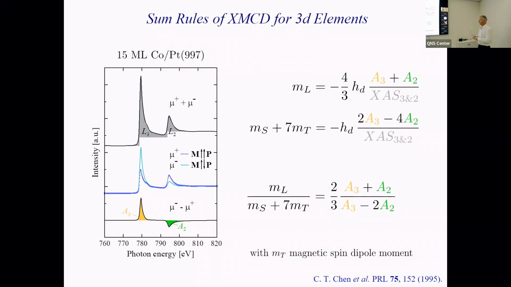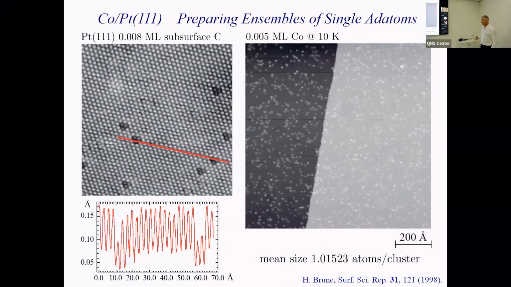And if you look into the dipole selection rules and some rules that are known for XMCD, you can determine with this technique, for example, the orbital moment divided by the spin moment just by adding these areas and subtracting these areas. So basically, if you measure these spectra, it gives you the ratio of the orbital moment to the spin moment, and it gives you also the total magnetization of the sample. So it's a very good technique.